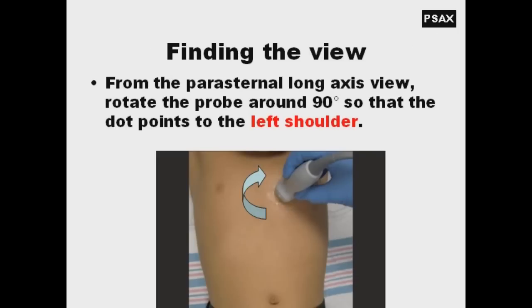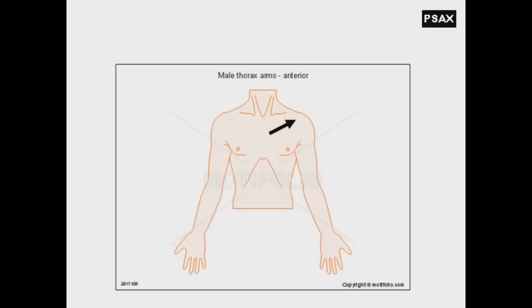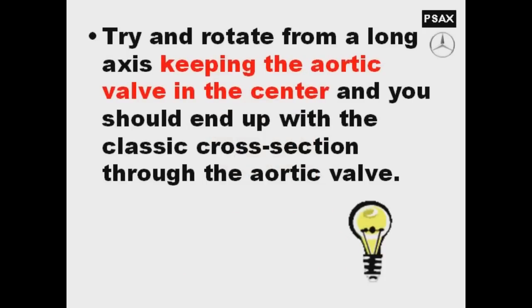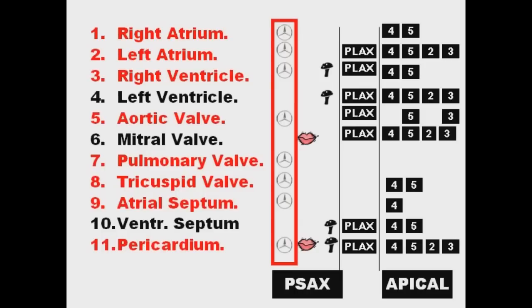For parasternal long axis, rotate the orientation mark of the transducer 90 degrees and point to the left shoulder. Try to keep the aortic valve in the center, and rotate until you can see the transverse view of the aortic valve, called the Mercedes-Benz. In the parasternal short axis aortic view only the left ventricle, mitral valve, and ventricular septum cannot be observed. All the other cardiac structures of the table can be seen.